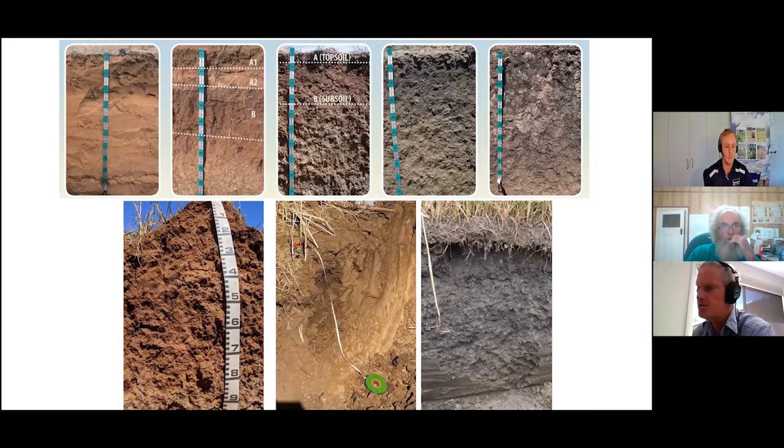So this is where we're moving now. You see that there's 5 soil profiles at the top of your screen. From left to right, you've got a sandhill soil, your red-brown earth, transitional red-brown earth, non-self-mulching clay, and self-mulching clay.